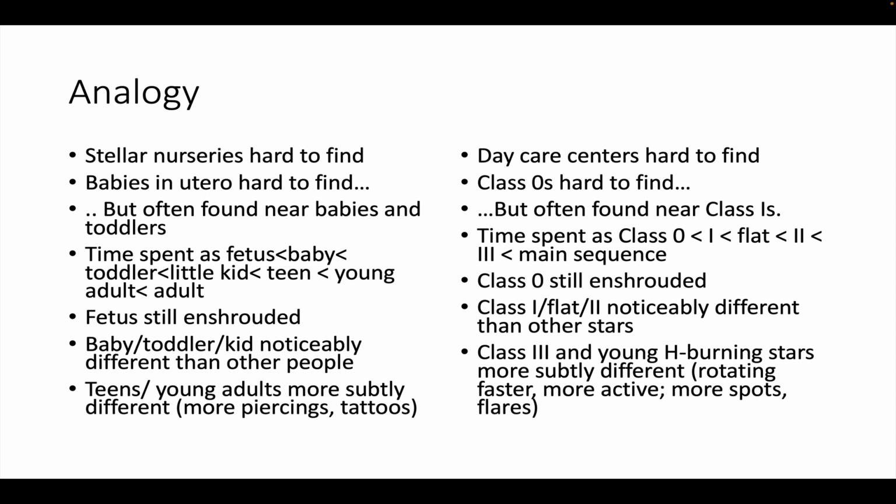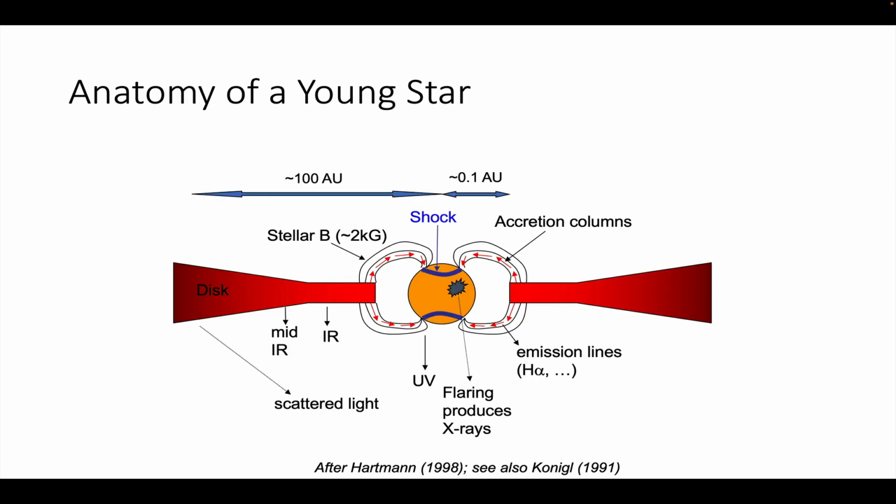Class 3s and young hydrogen-burning stars, again, look an awful lot like fully fledged adult stars. But they're more subtly different. They in general rotate faster, they're more active, they have more spots and flares. But you have to look more closely before you can see that they're different than older stars. See, I told you, the analogy works better than it has any right to.